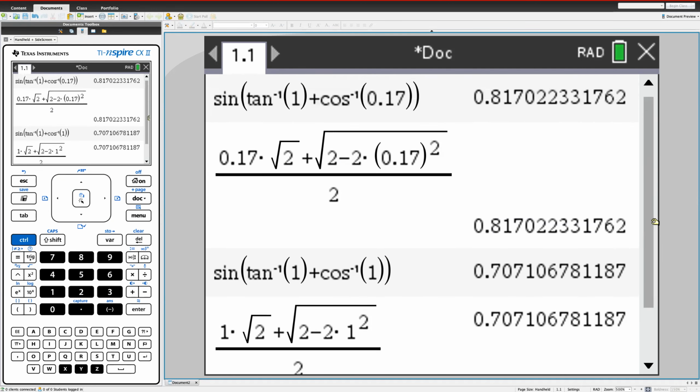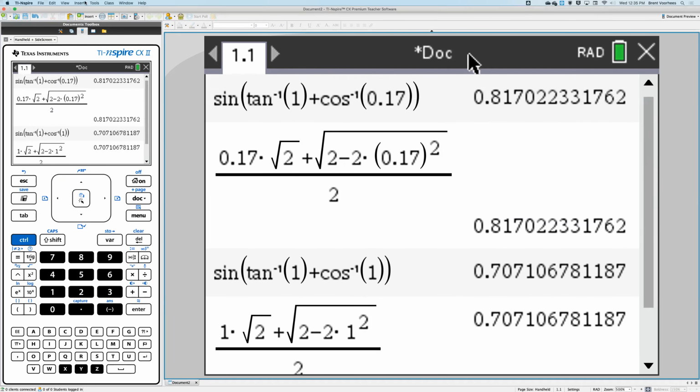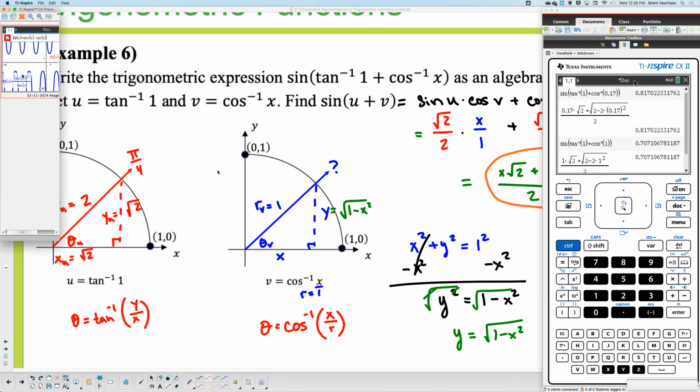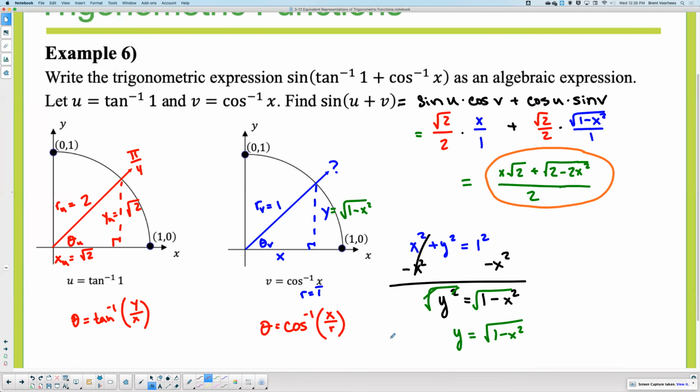Amazing. Did the math work? Yep. Someone say yes. The math worked. We simplified that crazy thing, believe it or not. That's what we just did there. I know it's wild.